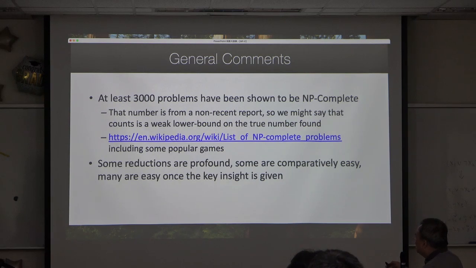This one I can skip. And then, as I said, there are at least 3,000 NP-complete problems, but this number is growing every day. You can check out Wikipedia for a list of NP-complete problems out there. Some reductions are very difficult, and some are relatively easy. Many are easy once the key insight is given. So this is about it for NP-complete problems.